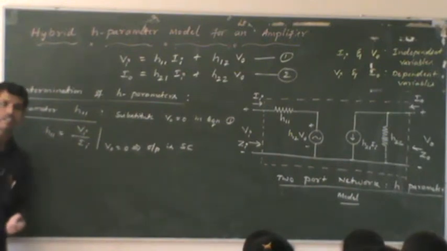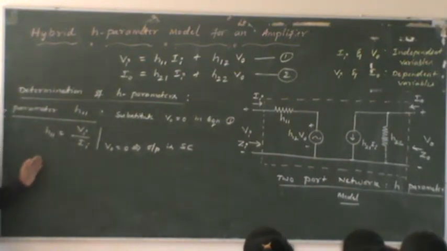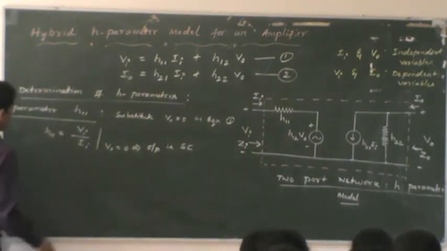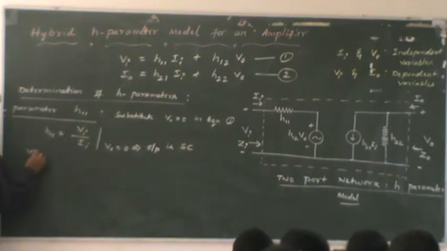Now based on this, can we take the unit for this? It's a voltage by current. What will be the unit for this? It's ohms, a resistance. Okay. So the unit for this is going to be a resistance, or ohms.